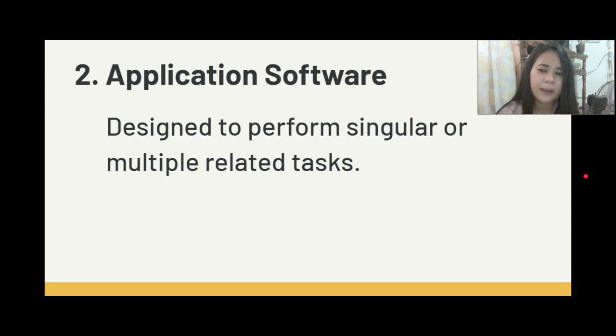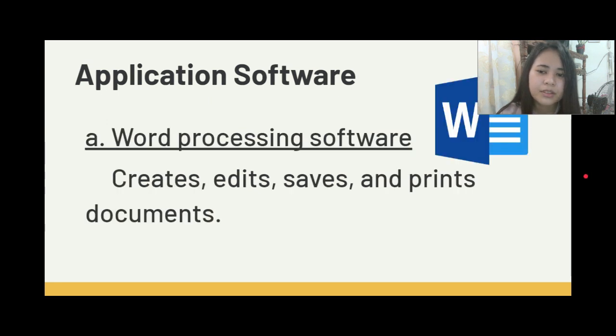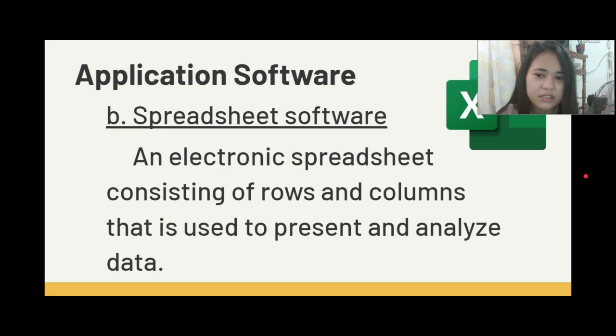Next, we have the application software. Application software is designed to perform singular or multiple related tasks. Examples of applications are Microsoft Word, which creates, edits, saves, and prints documents. And then we have the spreadsheet, which consists of rows and columns that is used to present and analyze your data.